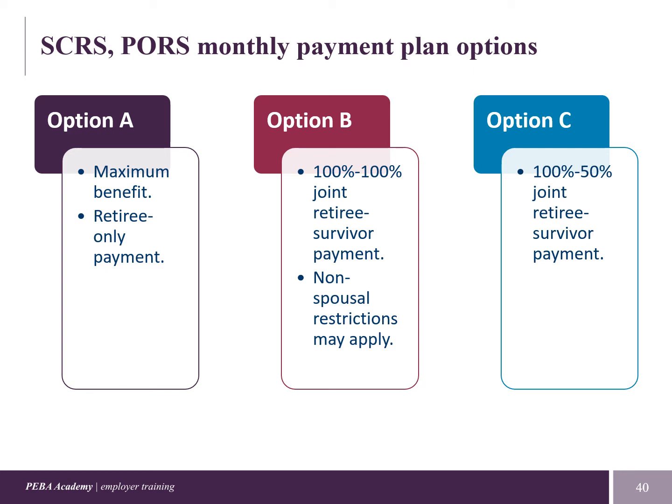Option B is a 100% joint retiree survivor benefit. With this option, the retired member receives a reduced lifetime monthly benefit, which allows for a lifetime monthly benefit for their beneficiary at the same reduced amount should the retiree predecease them. Option C also provides a lifetime monthly reduced benefit, which allows for a lifetime monthly benefit for the retired member's beneficiary. Under this option, the monthly survivorship benefit is equal to 50% of the member's reduced benefit.